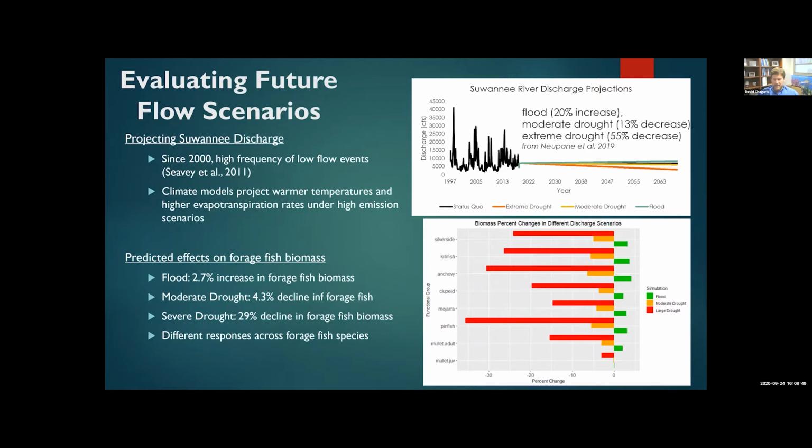And what stands out is that within the flood and the moderate drought conditions, you don't really see dramatic changes in forage fish biomass. Dylan here is focusing on the sweeter forage fish species. But in these severe drought scenarios, which would be about a 55% decrease in flow, we start to see pretty extreme declines in forage fish abundance. But those responses are different across forage species. And so looking far out into the future, there are some climate scenarios that could result in pretty drastic changes to the ecosystem.